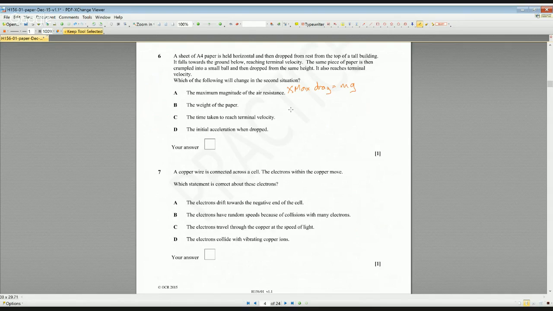The weight of the paper, well, we've just said that nothing has changed about the paper. It's just been crumpled up. The mass hasn't changed. G hasn't changed. So weight stays the same. M and G are both constants.